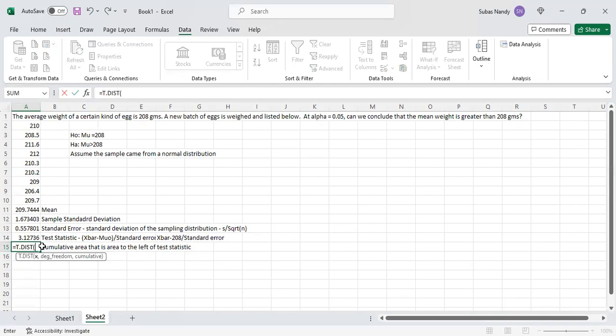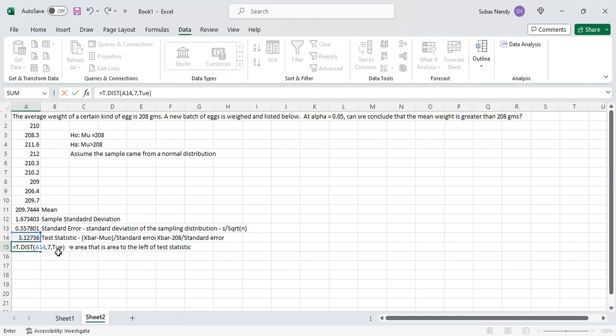So I want to calculate the cumulative area up to 3.12736, which is in cell A14. Okay, and then I will talk about degrees of freedom. Remember, in t distribution, degrees of freedom is sample size minus 1. My sample size is 8. 8 minus 1 is 7. Okay, and I want to calculate the cumulative area, so I'll put TRUE as the last argument.